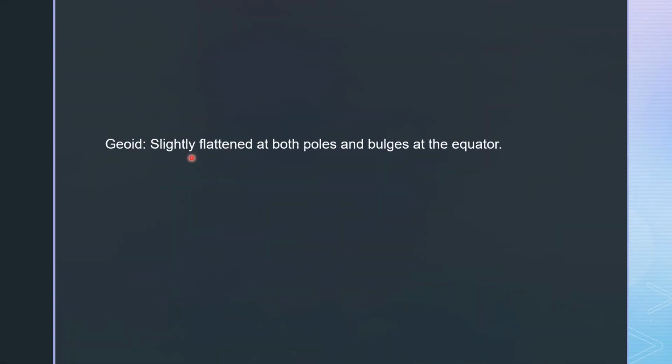First we will learn the definition of geoid. It is slightly flattened at both poles and bulges at the equator. The bulge is due to the centrifugal force caused by rotation.